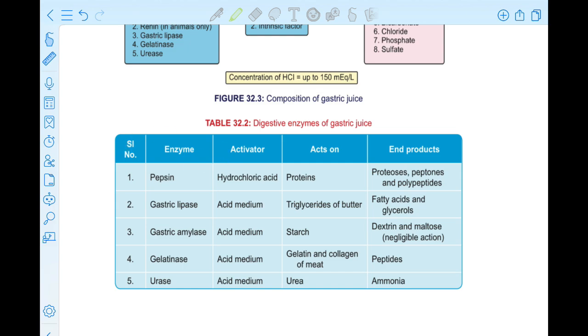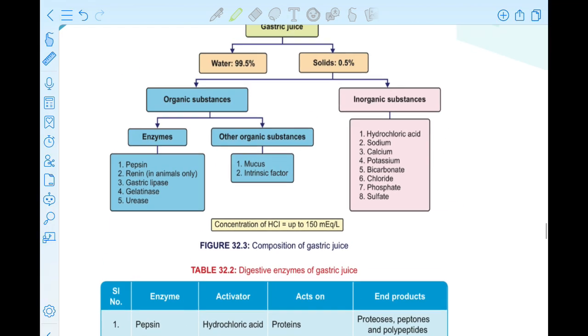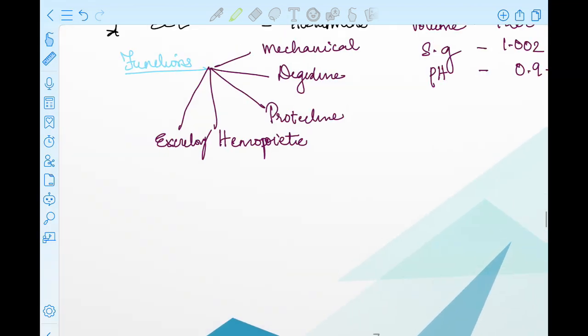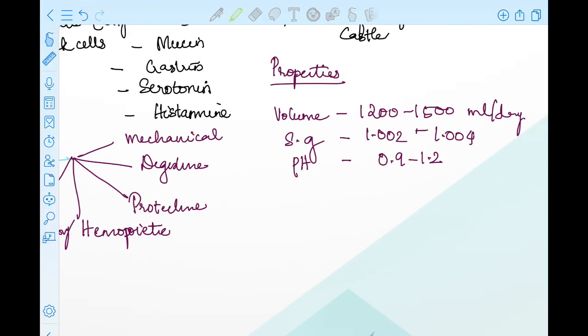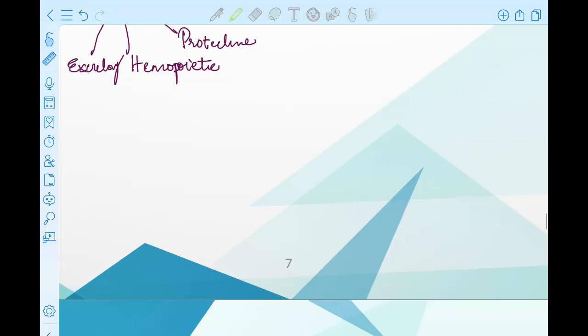So let's see what are the enzymes that are present or released by the stomach. So first one is pepsin. Okay, pepsin is activated by hydrochloric acid of the stomach. So these are the digestive enzymes of gastric juice. We have already discussed the secretions of saliva, and we have also already discussed the properties of saliva. We had similar headings, but the values are different. So, please go through that again if you have forgotten.